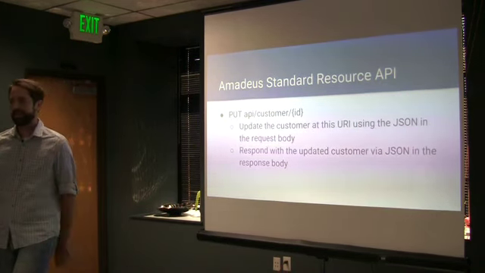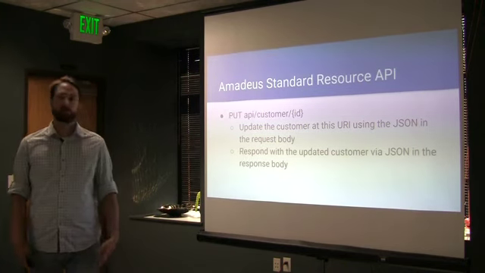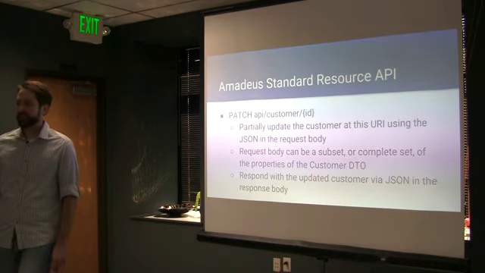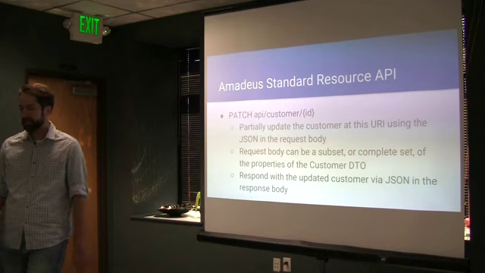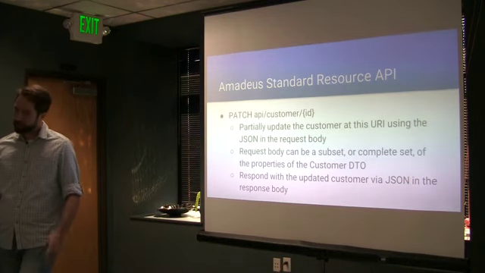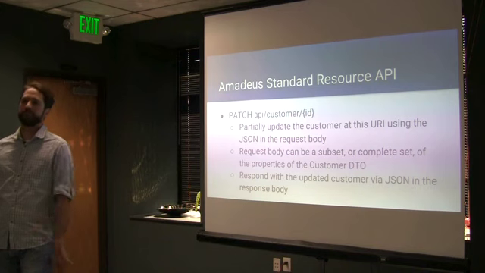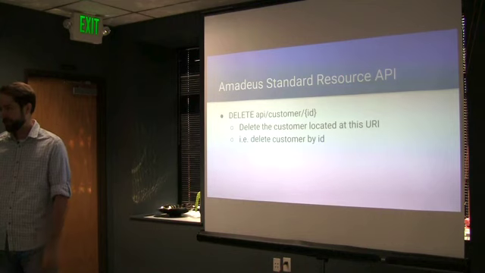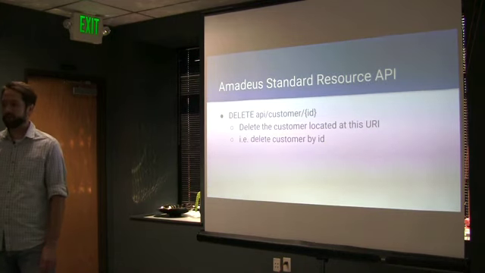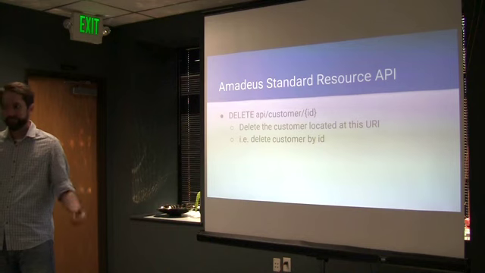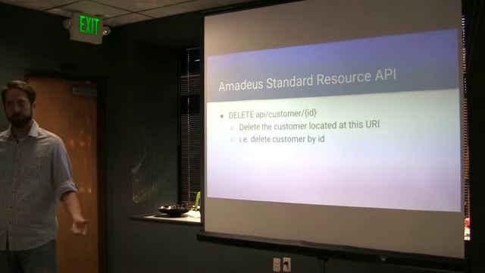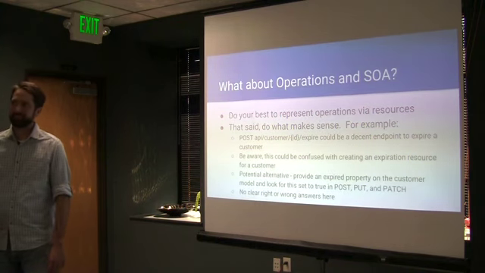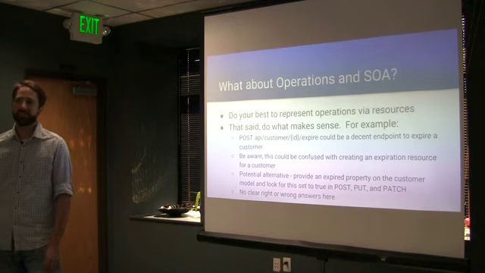So PUT is kind of a similar idea. You update the customer at a given URI, respond with the updated customer. And then PATCH, you would partially update the customer at the URI, a subset or complete set of the different properties, and just like POST and PUT, you respond with the complete updated customer so that your client developer UI can respect that information. Finally, the ability to delete a customer at a URI, delete a customer by ID, good to go. Customer isn't there, 404. So does that kind of make sense? GET, POST, PUT, PATCH, DELETE.